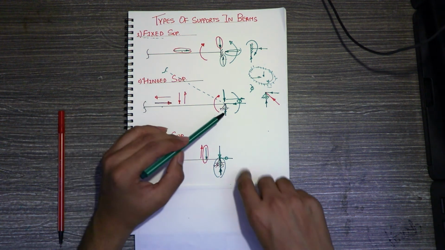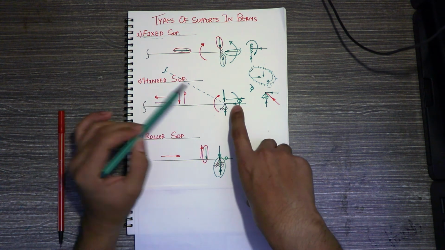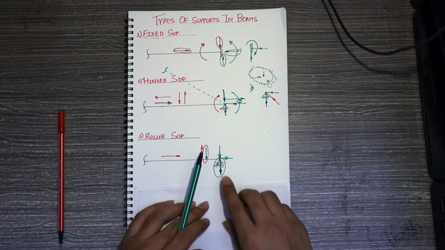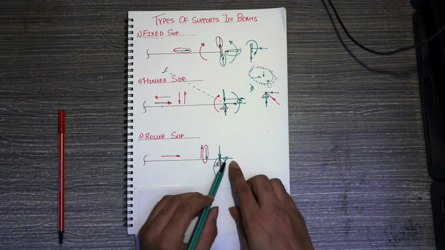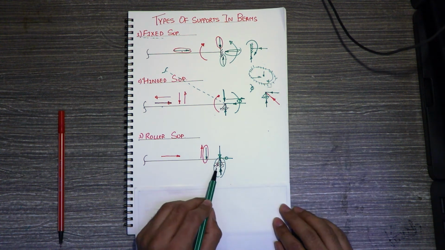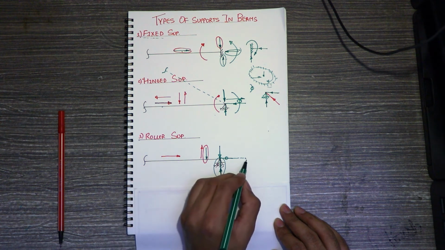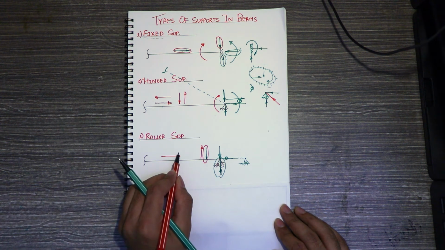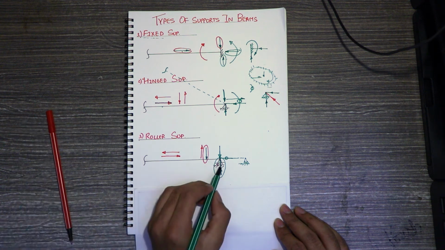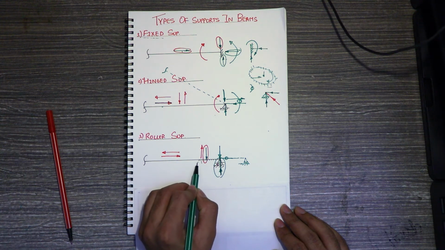Like in the hinge support, when you applied a rotation, the whole beam rotated about the hinge. Same concept here: because no reaction is generated in the horizontal direction, this roller will move. If you apply a force towards the right hand side, the roller will move towards the right hand side. If we apply a force towards the left hand side, then this roller support will move towards the left hand side like this.